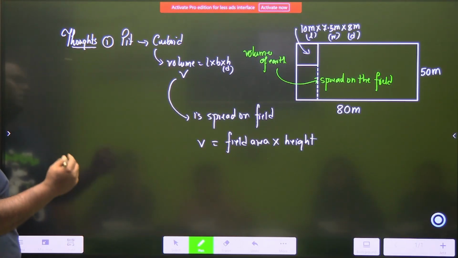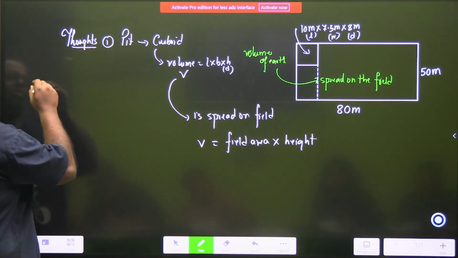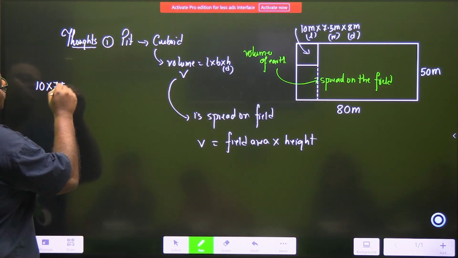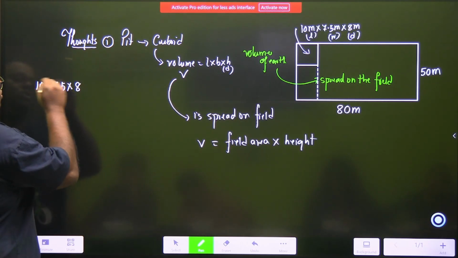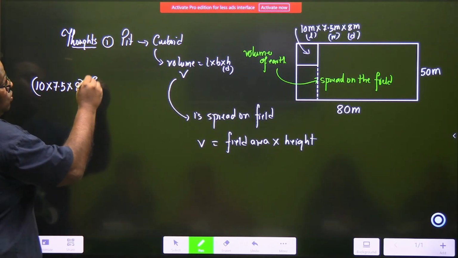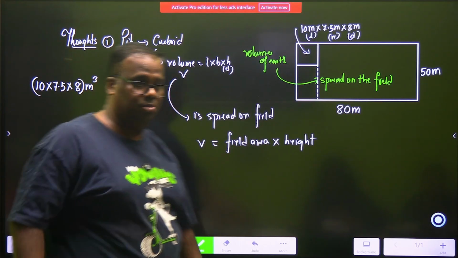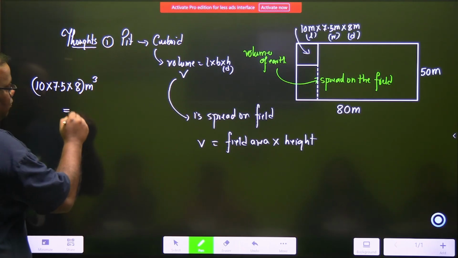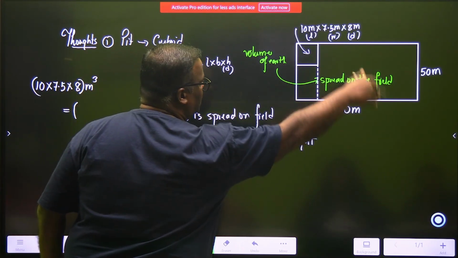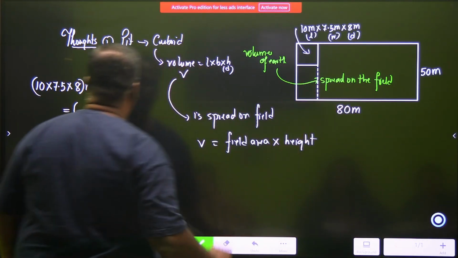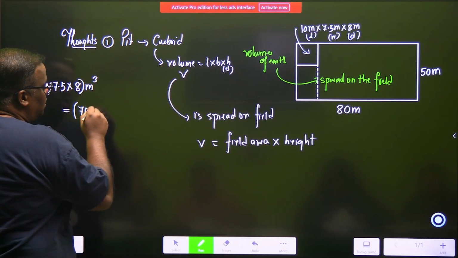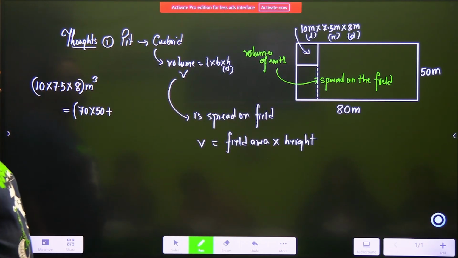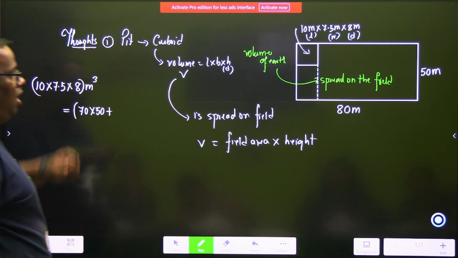So let's do some rough calculations. We know one thing: the mud that we are taking out is 10 multiplied by 7.5 multiplied by 8 meter cube. Check the units always: meter, meter, meter. So many meter cube. This should be equal to, let's look at the field area first. Now tell me the field area on this side as a rectangle. 50 is common, 80 minus 10. That becomes how much? So 70 into 50 plus the small one. The small one has a width of 7.5.